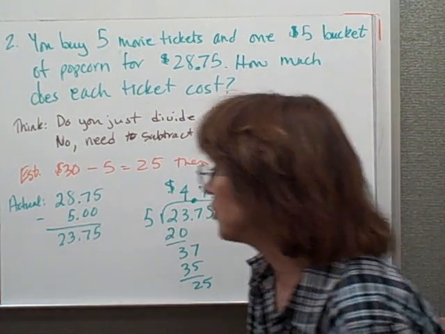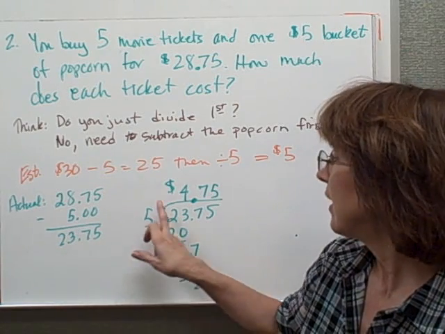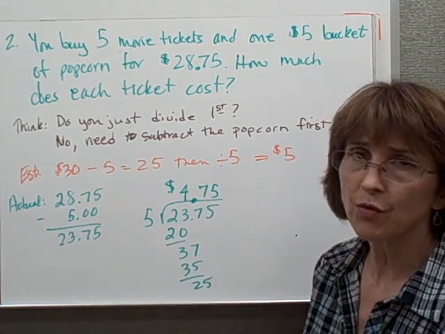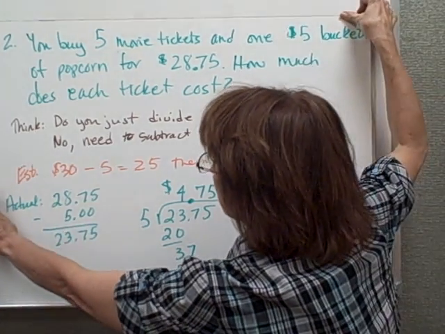All right, so you actually do it. You go ahead and subtract out the $5 from that. You get 23, a little less. And then when you divide it by 5, you really get $4.75 for each ticket. Okay, next one.